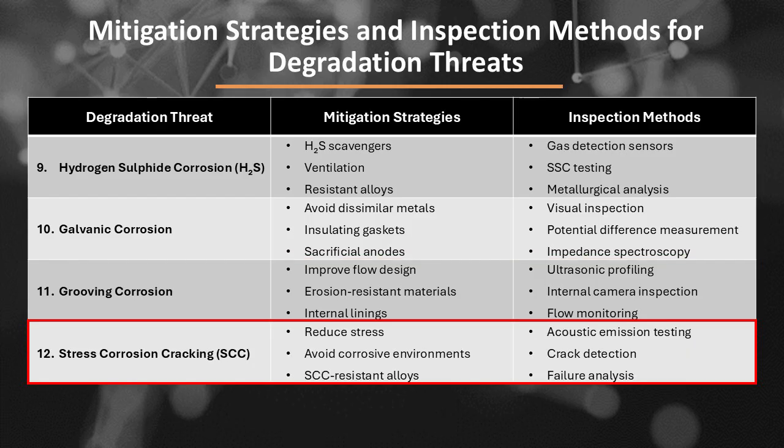Degradation threat number 12, stress corrosion cracking or SCC. Mitigation strategies for stress corrosion cracking or SCC may include reduce stress, avoid corrosive environments, and SCC-resistant alloys. Inspection methods for stress corrosion cracking or SCC may include acoustic emission testing, crack detection, and failure analysis.